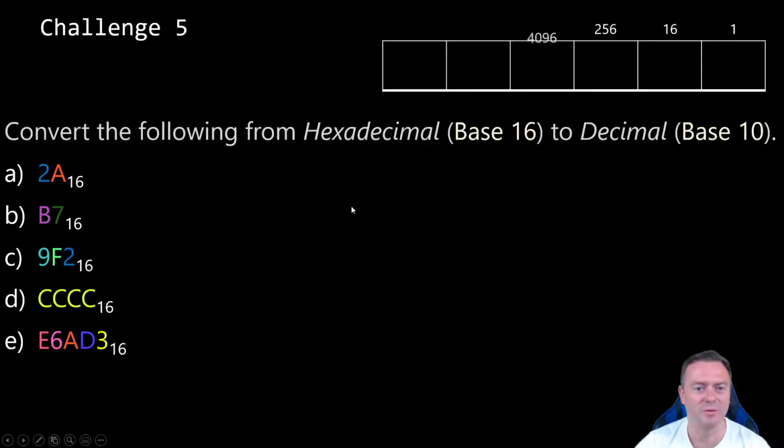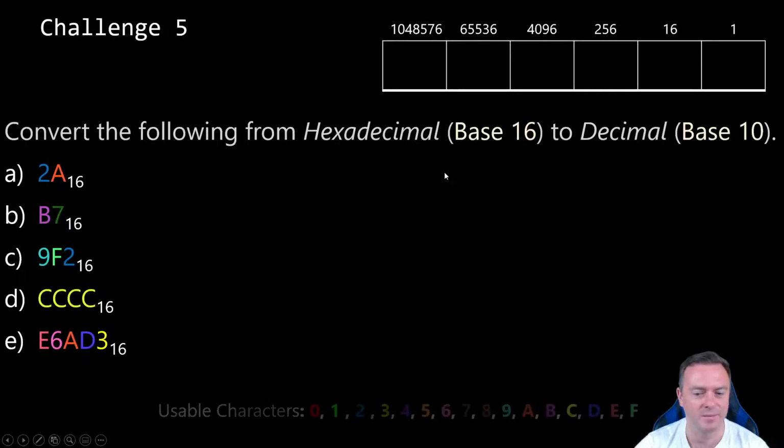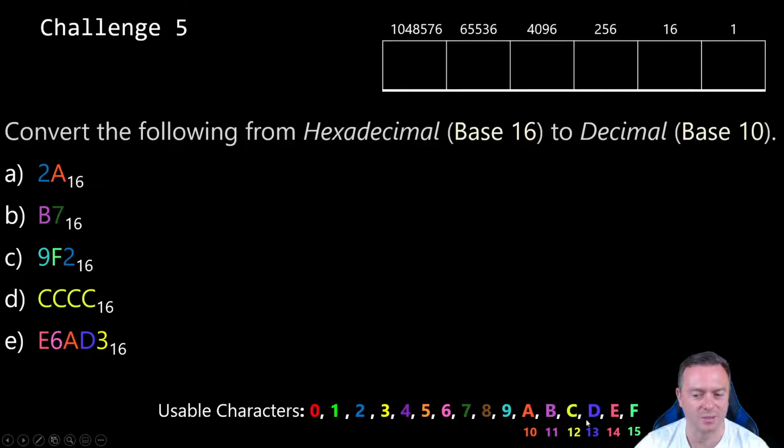So we're going to convert from hexadecimal, base 16, to base 10. So we've got the 1s, the 16s, the 256, 4,096, the 65,536, and then 1,048,576 is the next column. So 2A means that we have 2 lots of 16 plus A, which was equal to 10 because of our usable characters. So A is 10, B is 11, C is 12, D is 13, E is 14, F is 15.